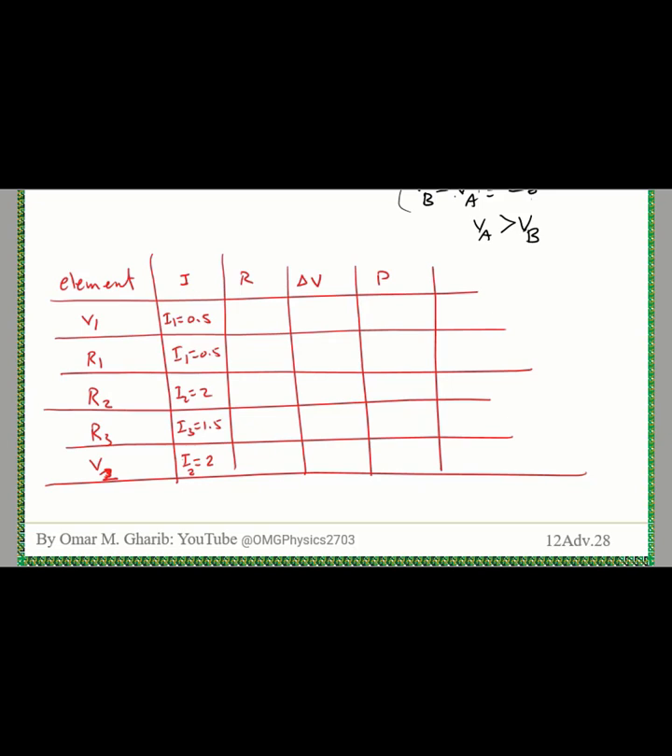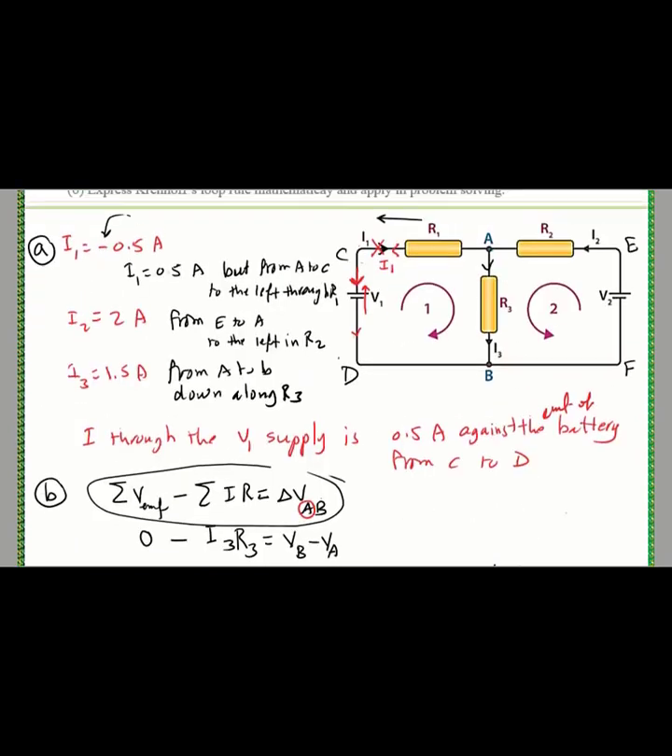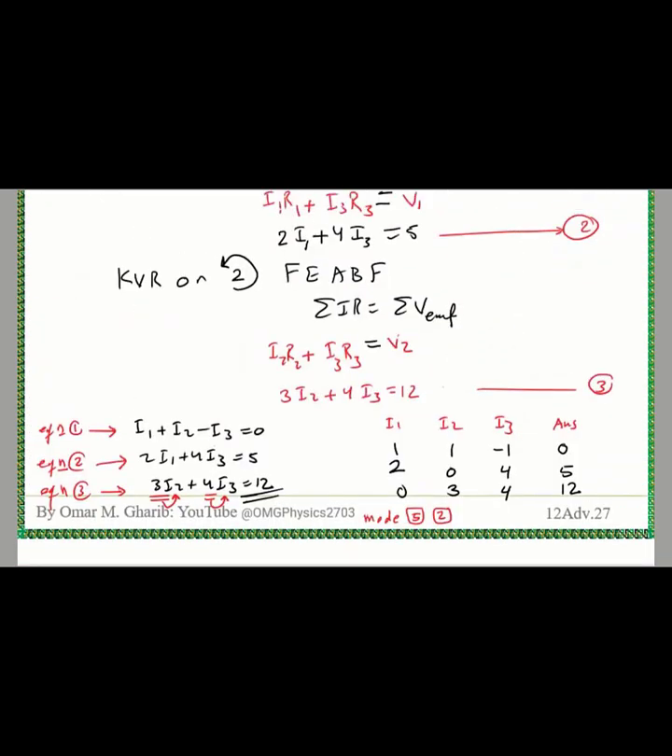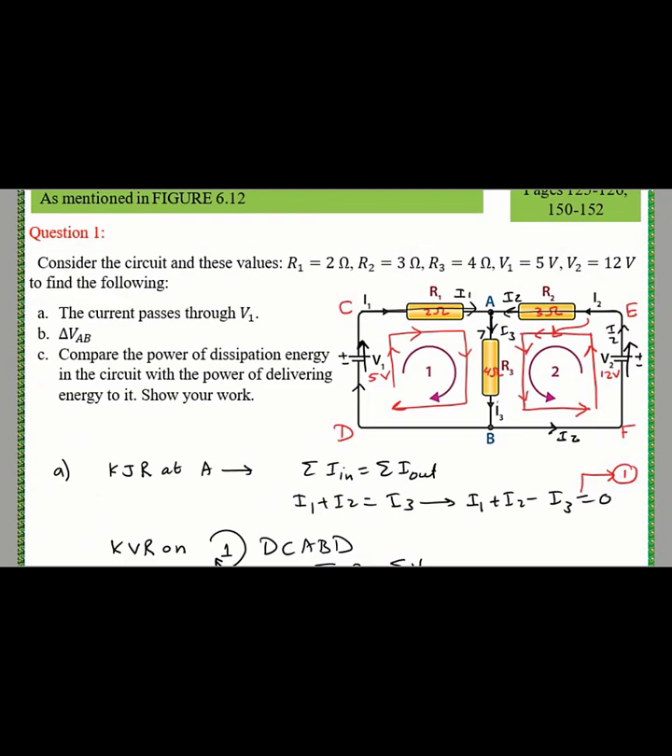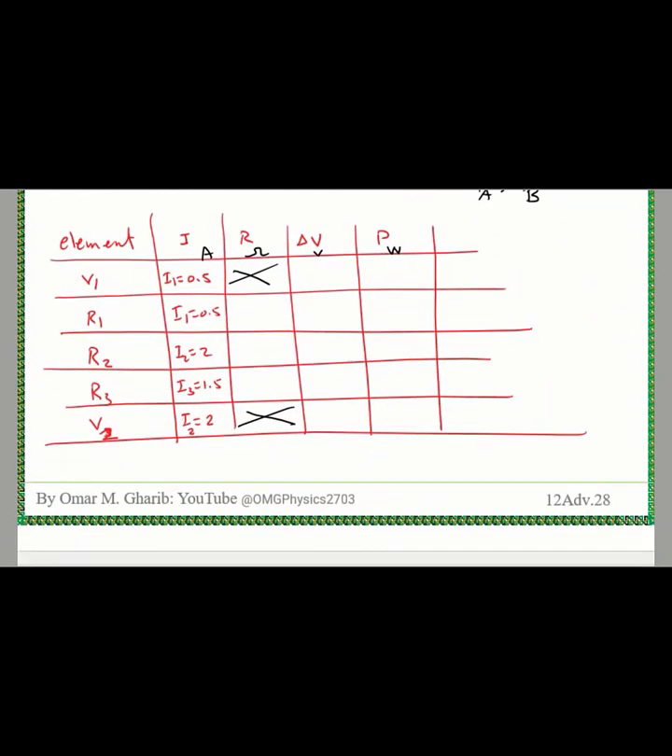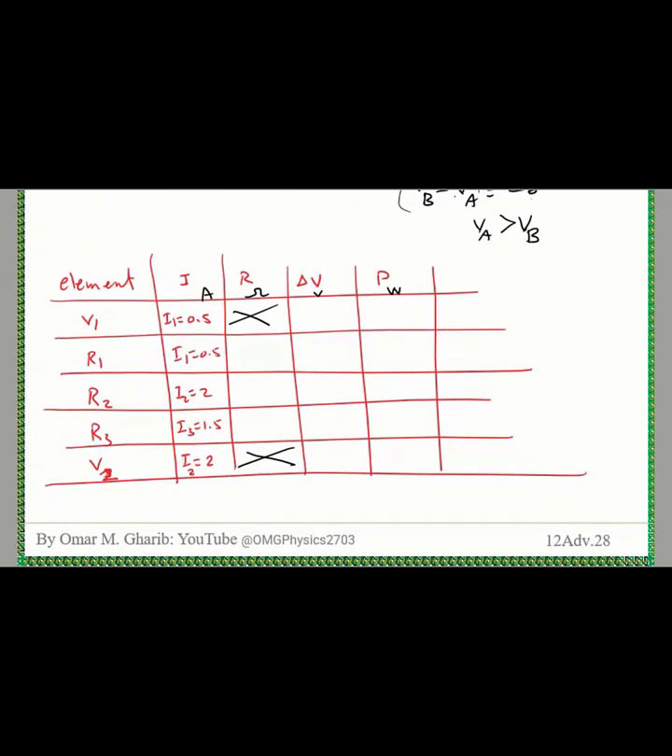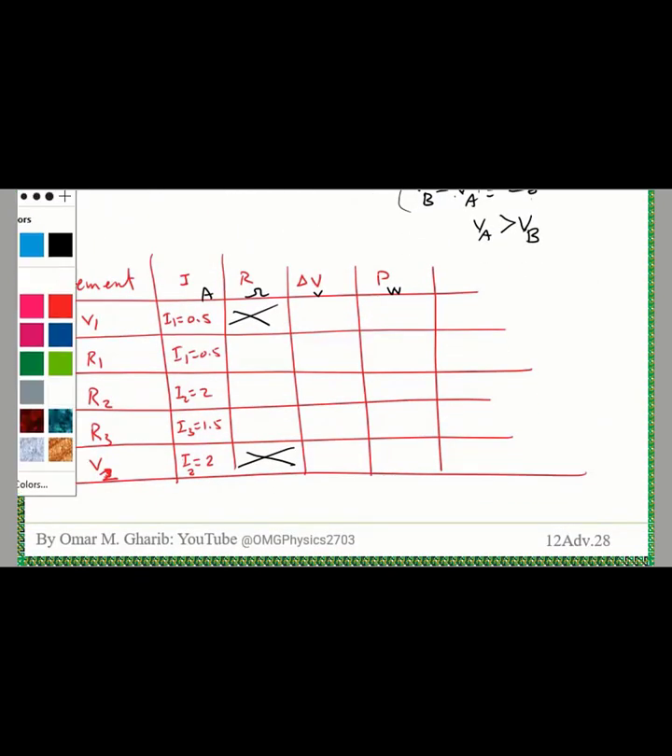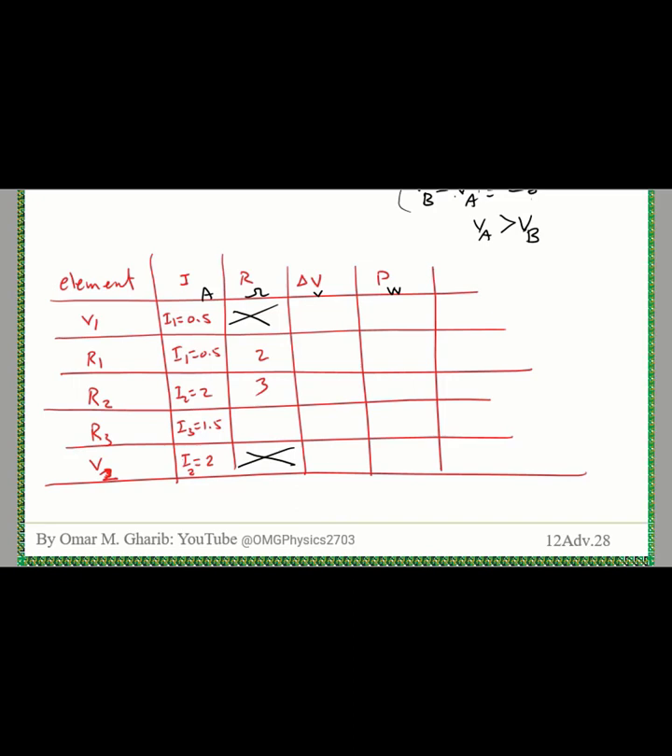So here it is ampere, here ohm, here volt, here watt. Now, the first battery has no resistance, and the second has resistance. R1, let me go back. R1 is 2, R2 is 3, R3 is 4.